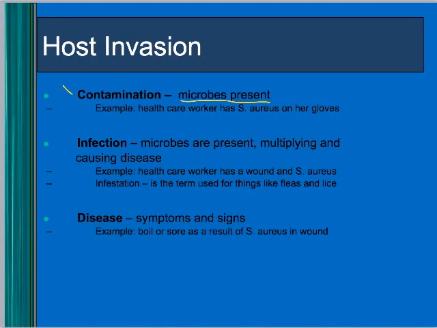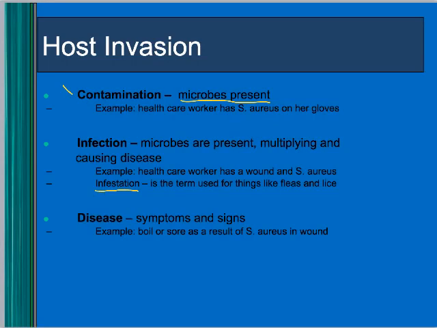Now infection means that the microbes are present, they're starting to multiply, and they can start to cause disease. An example would be the healthcare worker has a wound and she gets Staph aureus in the wound, so it's starting to cause an infection. Another term that's used is infestation. Infestation is the term they use for things like insects or protozoa, like fleas or a lice infestation. It's the same idea as infection, but they use it for different organisms.